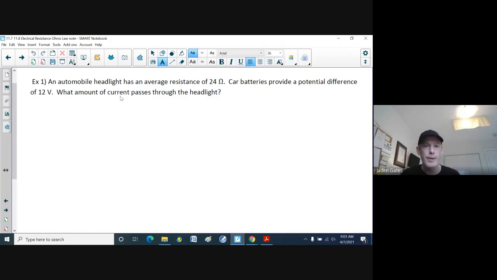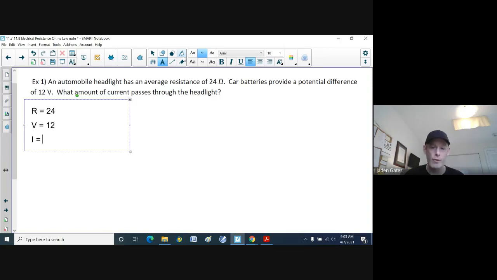All right, so again, what do we know here? An automobile headlight has an average resistance of 24 ohms. So that is our R value, our resistance, 24. I don't have a horseshoe on my keyboard here, so I'm going to leave that one. The potential difference, again, 12 volts. That is our voltage, so V equals 12. And what amount of current passes through? So we are looking for our I value.